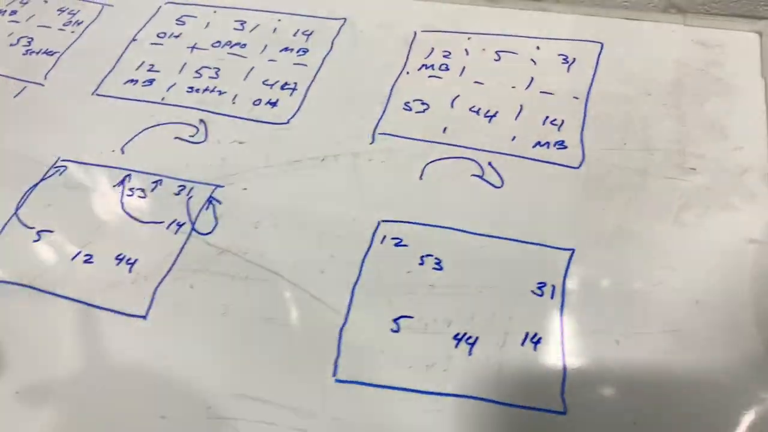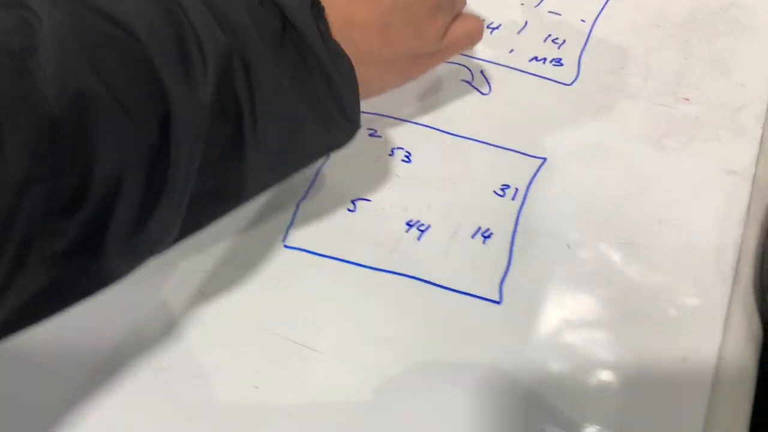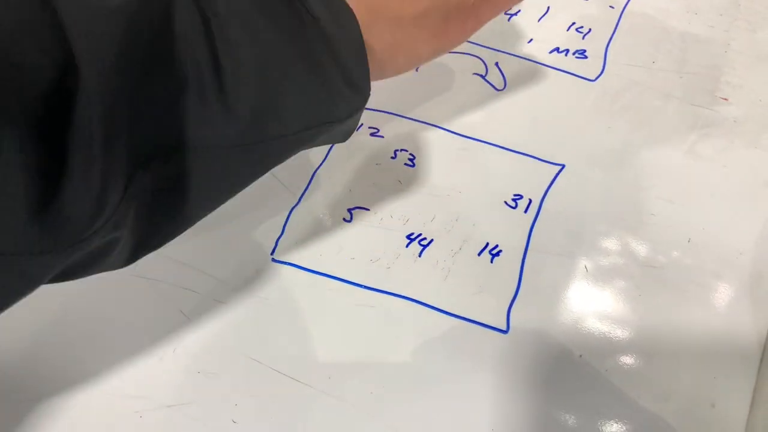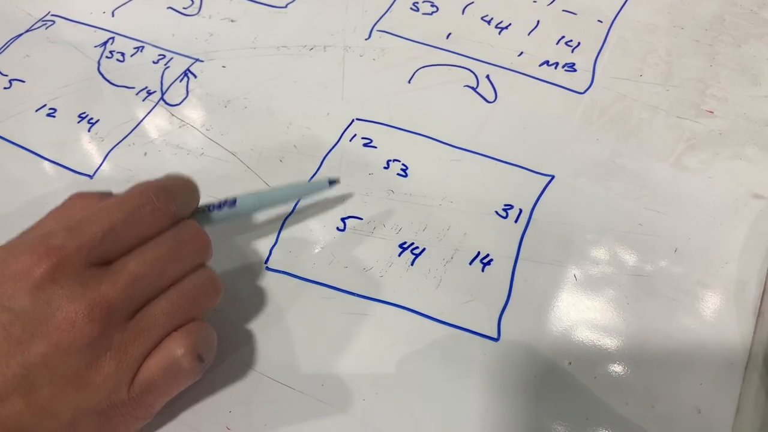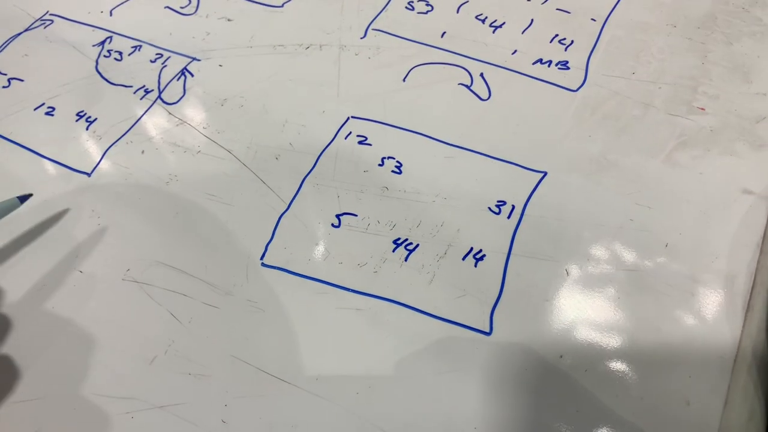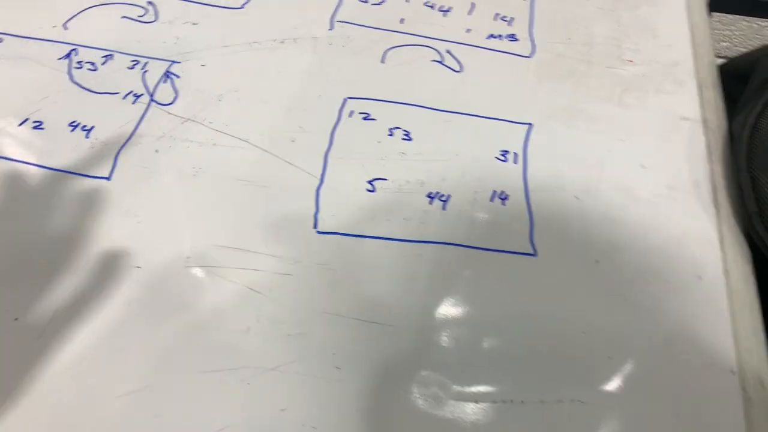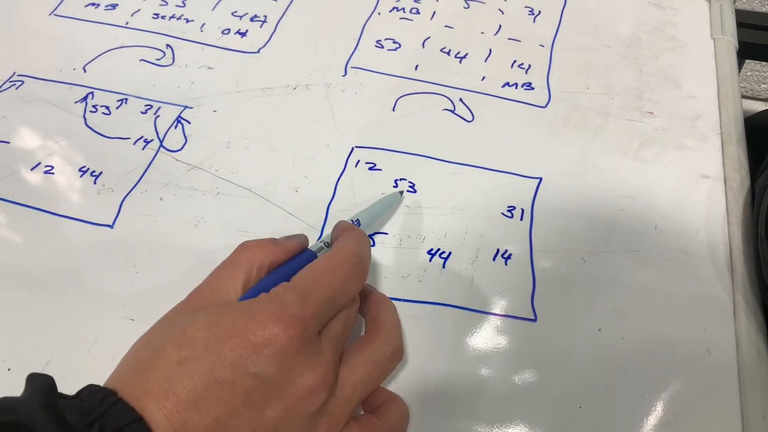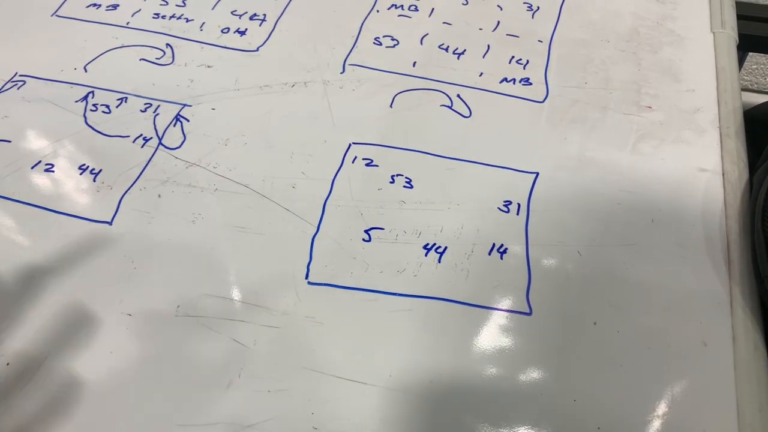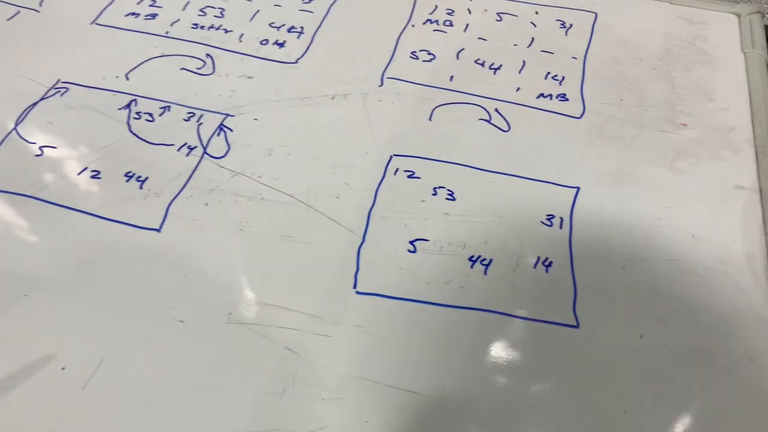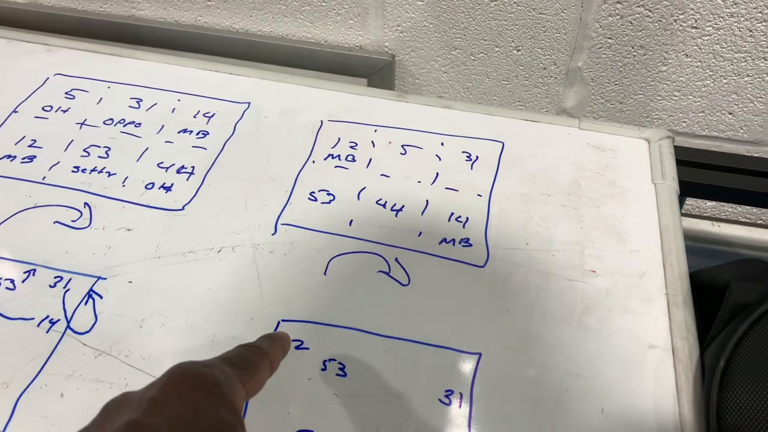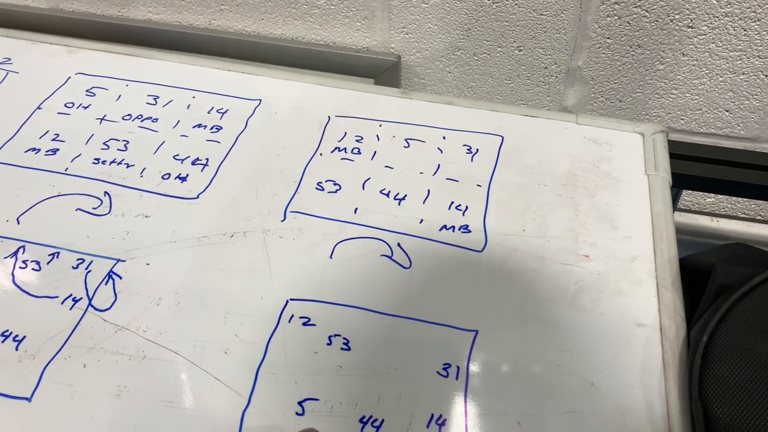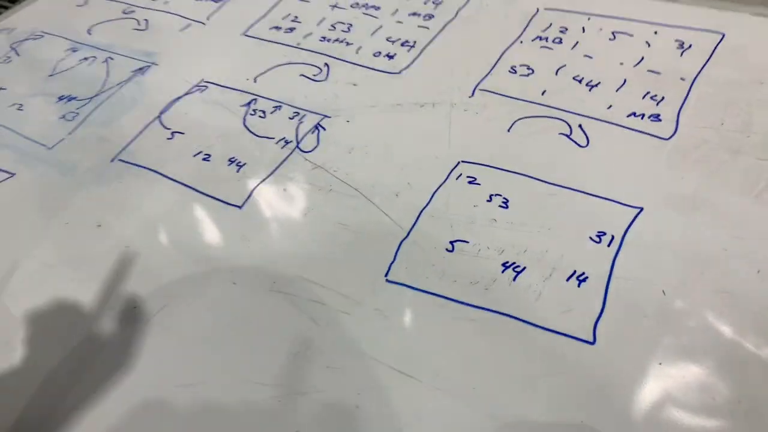Exactly. So this is an example of where this diagonal doesn't matter. The only rule is the box is to the side and to the front or back of you. So five is technically between 12 and 31 and in front of 44, so that is okay. Where 53 is in relationship to five has no difference. It doesn't matter at all. Because we know the lowest, 53, is not in front of 12 or to the right of 44.